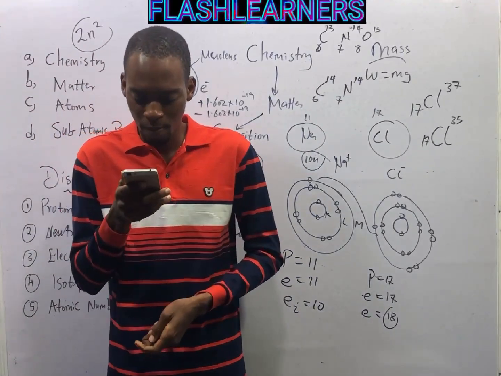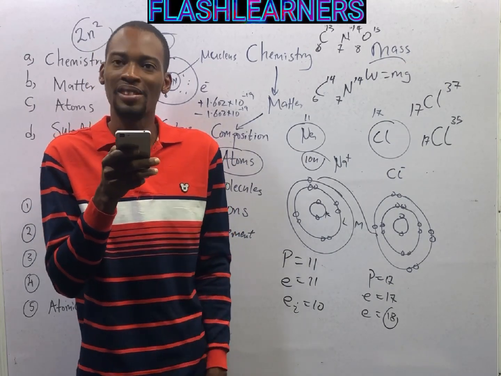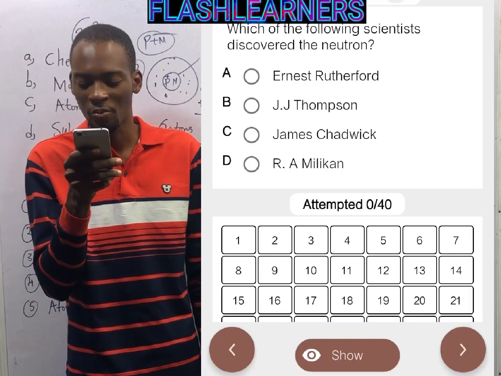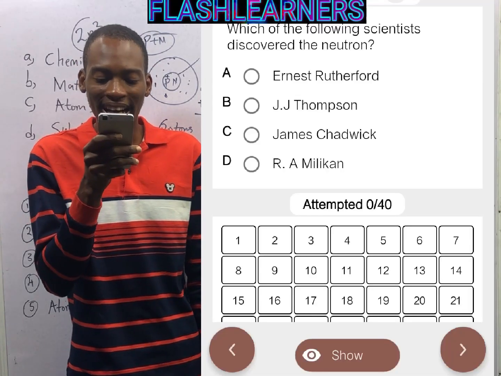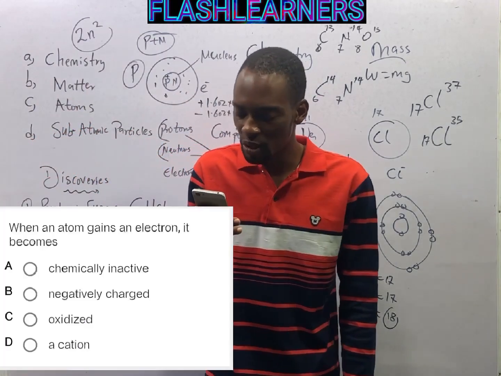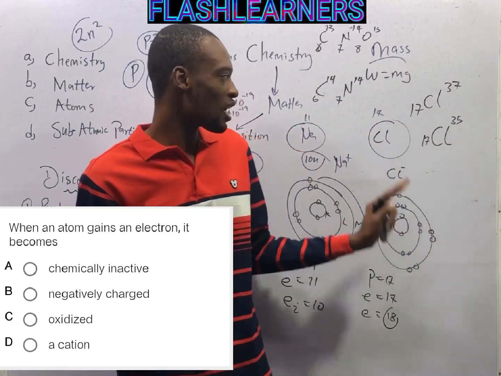So this question, which of the following scientists discovered the neutron? James Chadwick, 1932. When an atom gains an electron, it becomes dash. It becomes an ion. Not just an ion, it becomes negatively charged, like we explained.